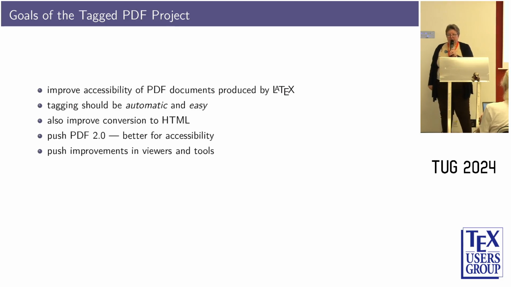If you think of math, for example. And the project should also push improvements in viewers and tools, because it's clear that nothing is really perfect currently here. The viewers must handle tagged PDF better than they do now. But they will only start to improve if there are lots of tagged PDFs, because as long as there are none, why should they bother?